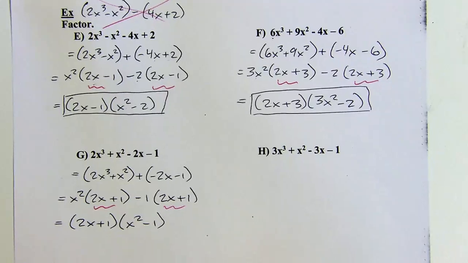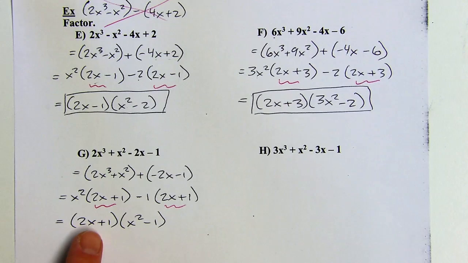Now, if this were a test, I think a lot of people would put this as their final answer, and they wouldn't get full credit because it's not completely factored. So I'm always like 2x plus 1. We can't do any factoring there, but we can here.